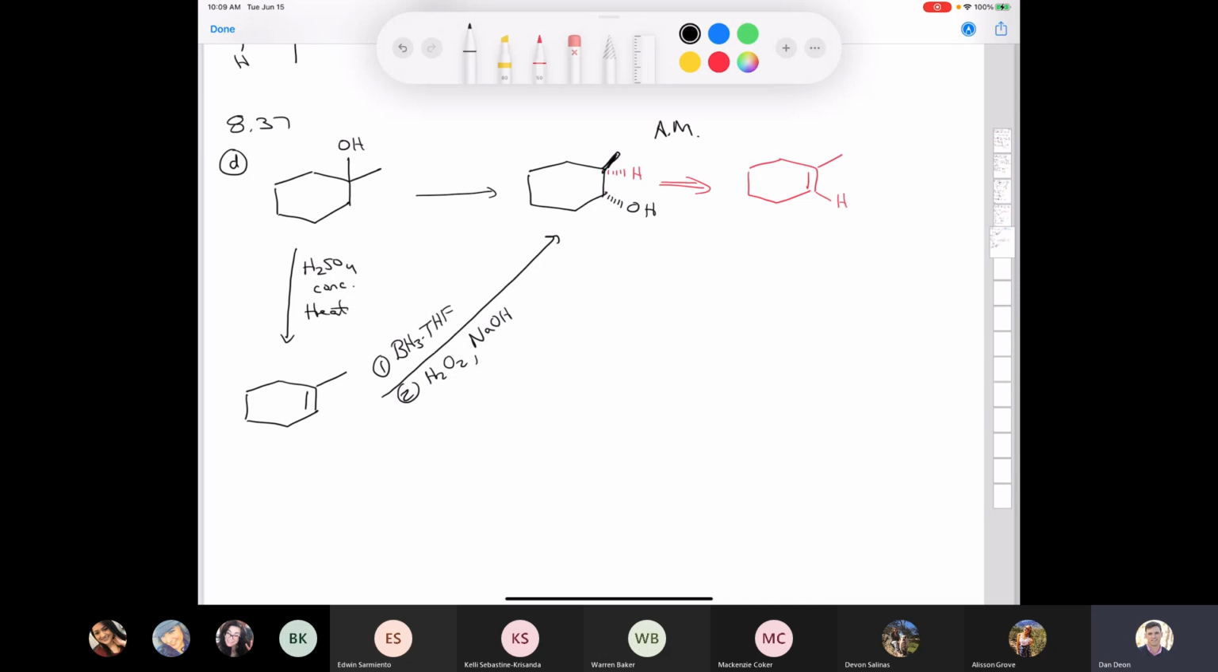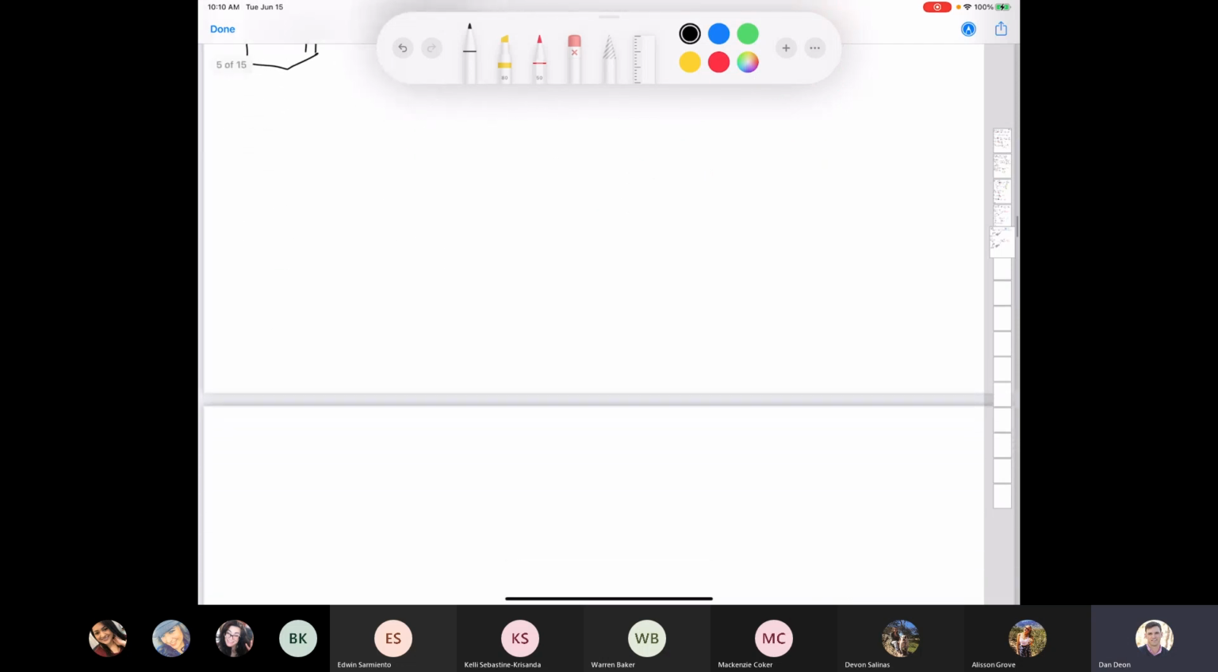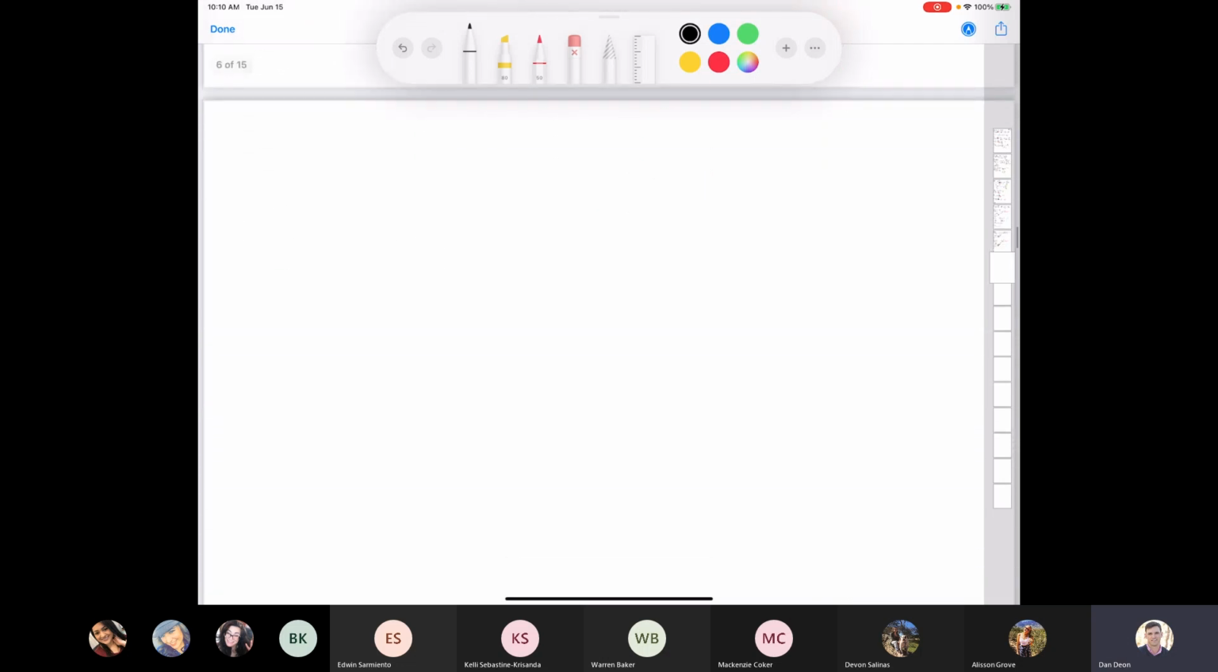Okay, let's take a look at question 8.39. I'll move down here. Plenty of space. So this is question 8.39, and we'll start with part A. And again, it's just identify the reagents. These are great practice problems.